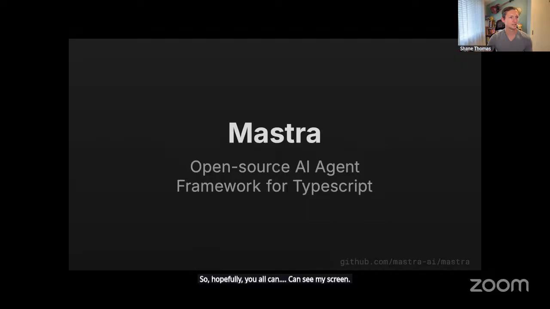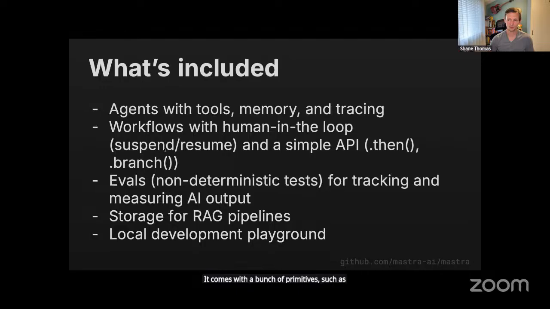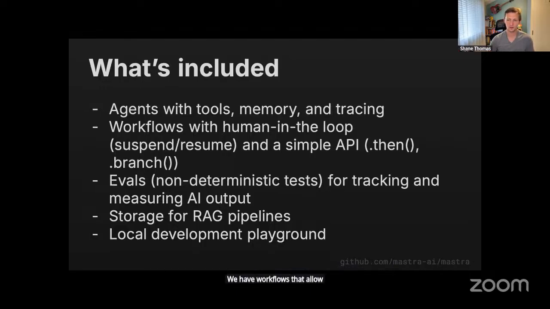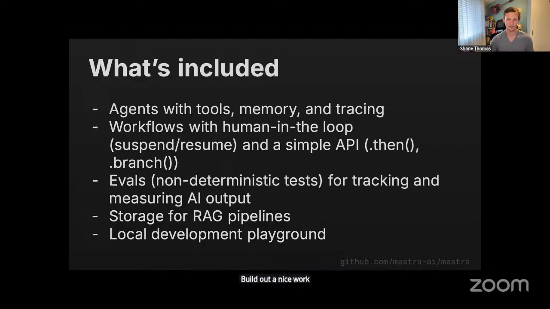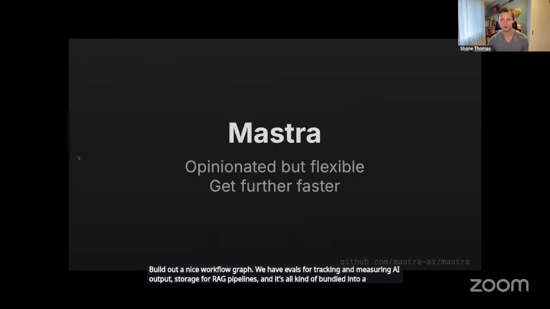All right, so let's talk about Mastra. Mastra is an open source AI agent framework for TypeScript or JavaScript developers. It comes with a bunch of primitives such as agents with tools, memory, and tracing. We have workflows that allow you to do human in the loop, so you can suspend and resume them. It has a simple API where you can call things like .then or .branch to build out a nice workflow graph. We have evals for tracking and measuring AI output, storage for RAG pipelines, and it's all bundled into a local development playground.